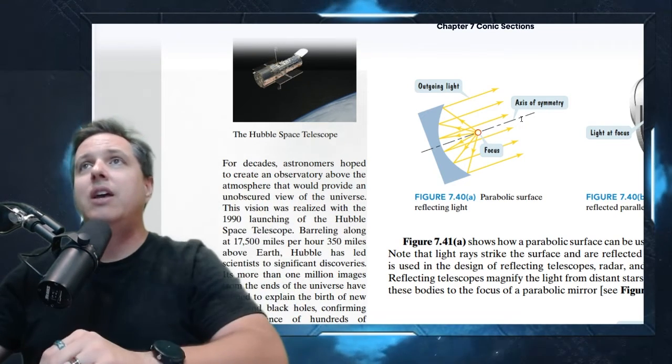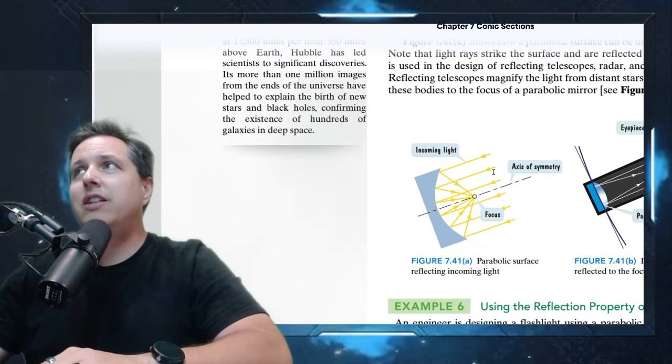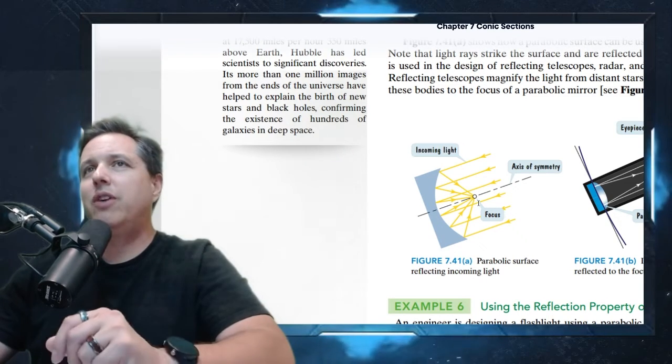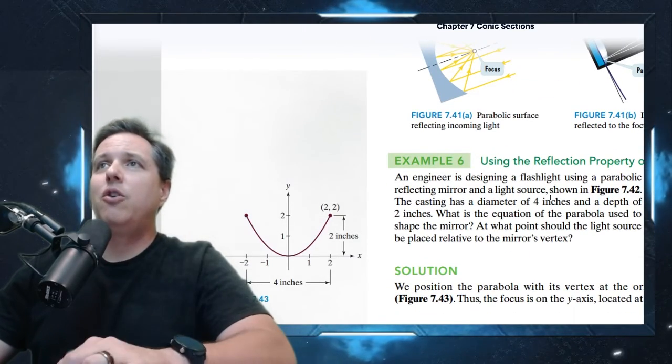And it's the opposite for a telescope. All the light coming in that's parallel bounces off this and goes to the focus. So that's why you have to be able to figure out where that focus is if you're going to be designing things that involve a parabola.